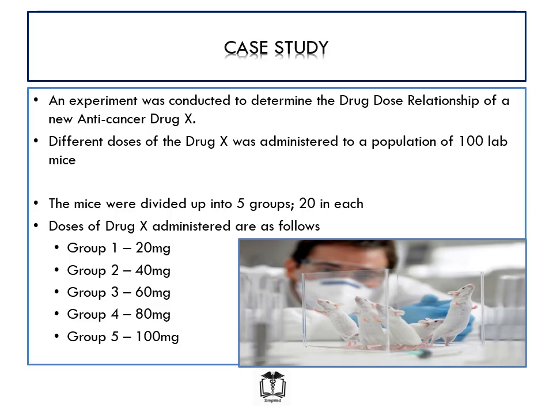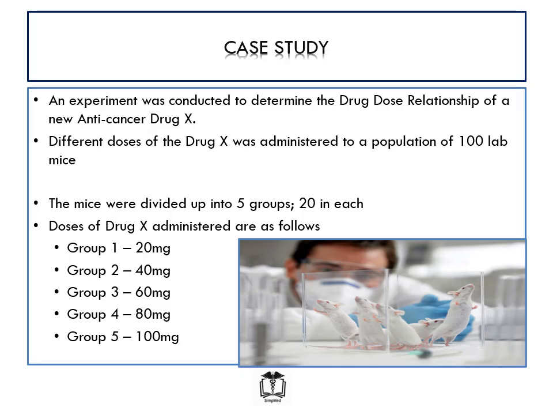So different doses of drug X were administered to a population of 100 lab mice. This is important to note as compared to the graded experiment, where we give the drug to a single lab animal. Here we're giving it to multiple lab mice. The mice were divided into 5 groups, 20 in each group, and drug X was administered to each group as follows: group 1 getting 20 milligram, group 2 getting 40 milligram, group 3 getting 60 milligram, group 4 getting 80, and group 5 getting 100. So each of the groups has 20 mice, and each group is given a different dose of the drug.